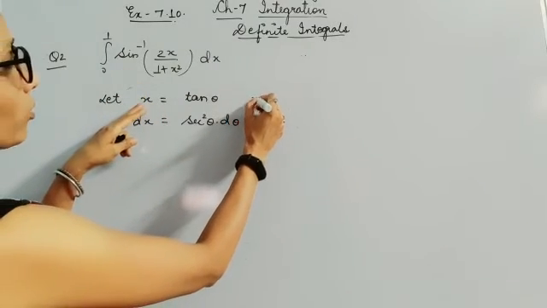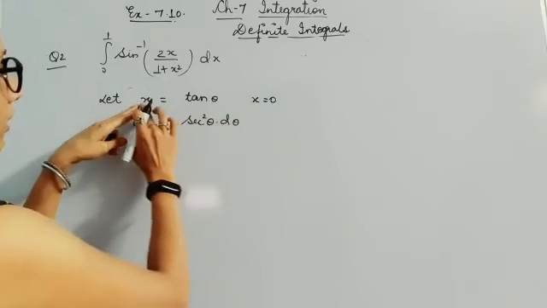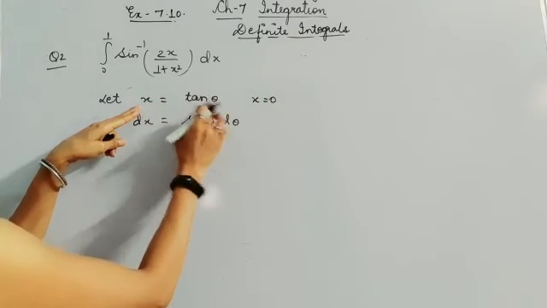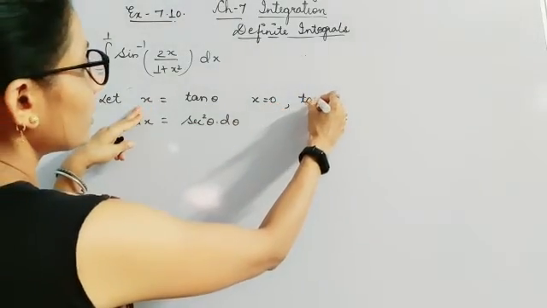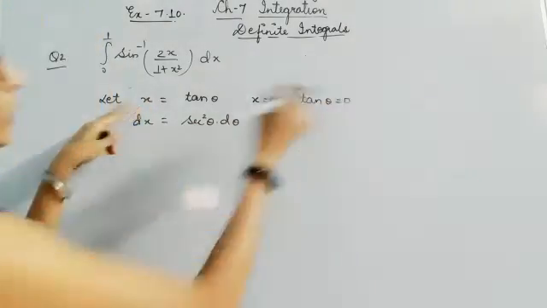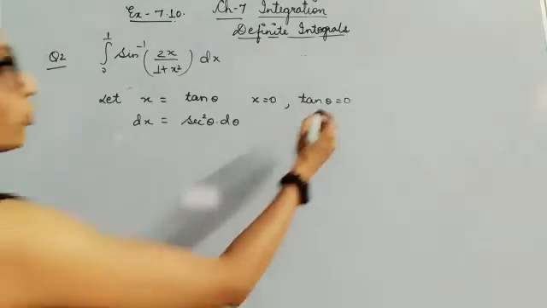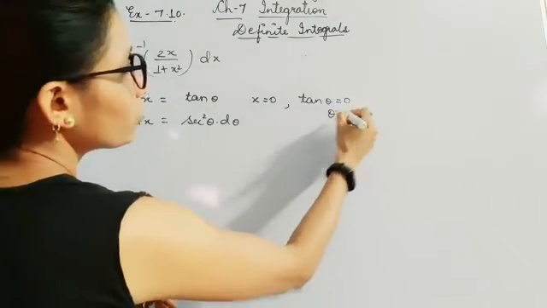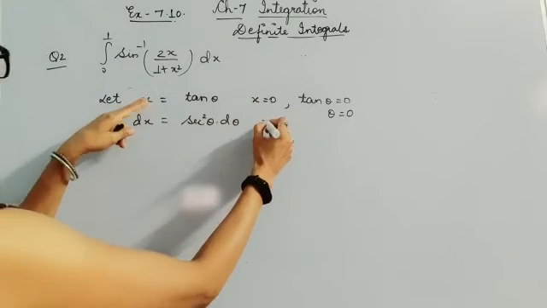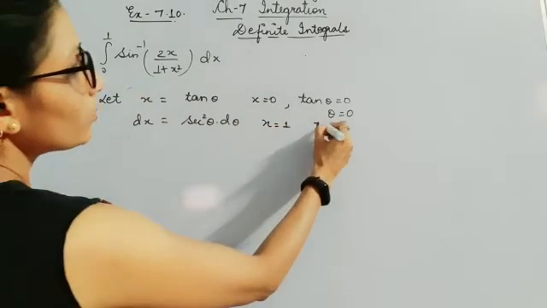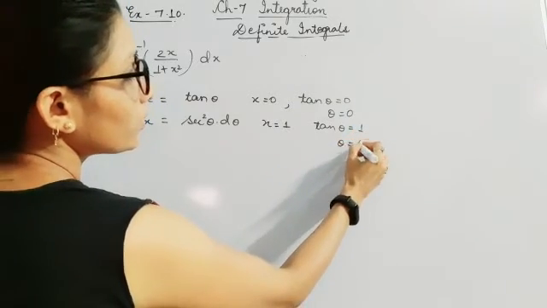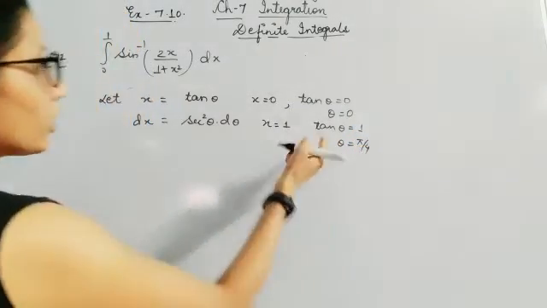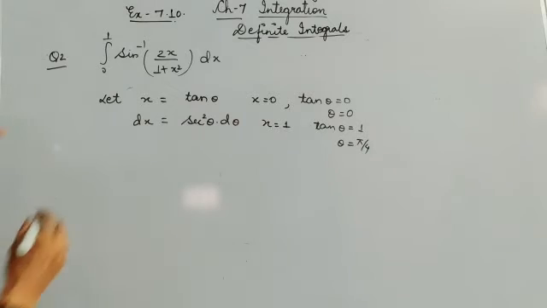That means when your x is 0, tan theta will be equal to 0. You find out the value of theta, so you will again get theta equal to 0. If your x is equal to 1, then tan theta is 1, so in this case your theta will be equal to pi by 4. So let's substitute all these values in the equation.